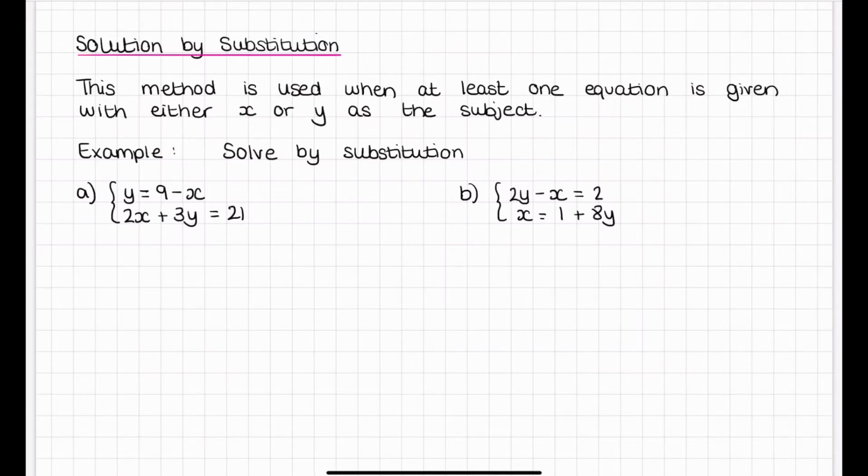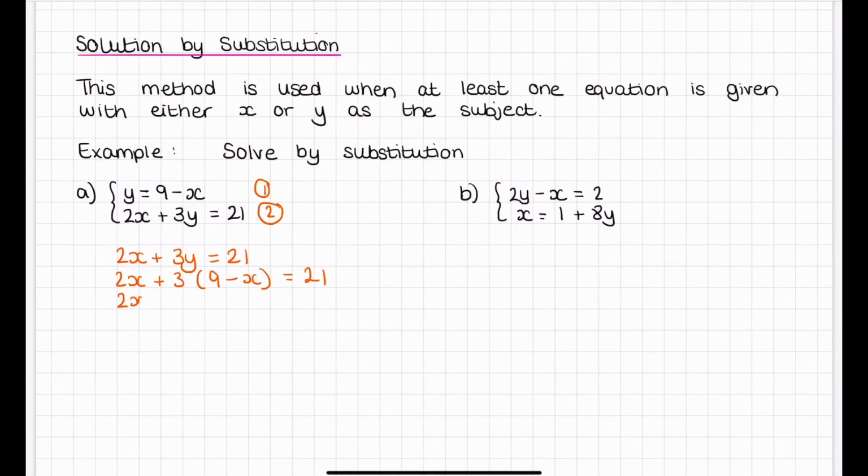So you see our first equation is y equals. So what we're going to do is we're going to call it equation 1, and we'll call the second one equation 2. And what we're going to do is sub equation 1 into equation 2. So instead of y, we're going to write 9 minus x, because we know that y equals 9 minus x. So we'll have 2x plus 3y equals 21. Now, as I said, instead of the y, we are going to write 9 minus x, because we know that's what y equals from the first equation.